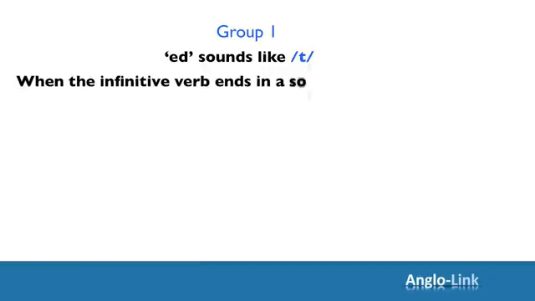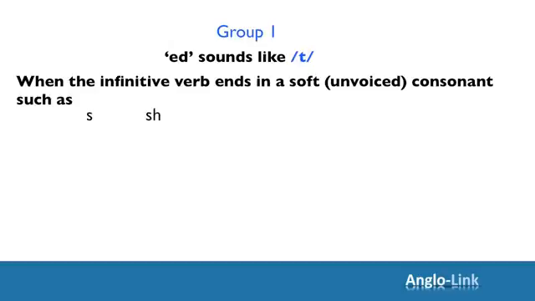Okay, let's look at group 1. When ed sounds like t. This happens when the infinitive verb ends in a soft or unvoiced consonant, such as s, sh, ch, k, p, f.